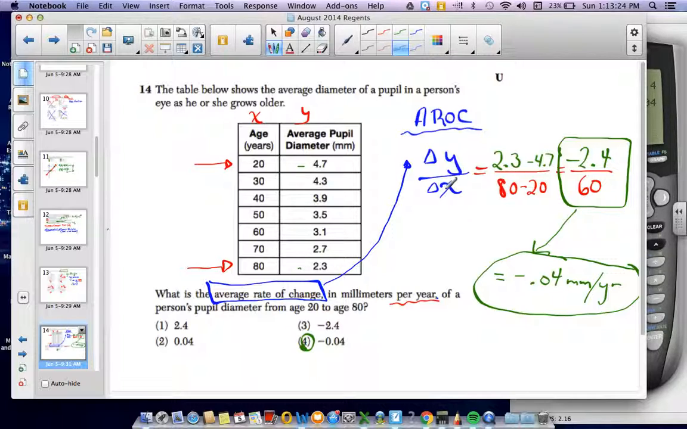And again, average rate of change, always connect that concept. This does happen to be a linear function, so they could have said slope, because it is decreasing by 0.04, it looks like, every year. But whenever you see average rate of change, connect that to slope right away. Okay, and that should help. Thinking about rise and run, y2 minus y1 over x2 minus x1. Average rate of change, think slope.